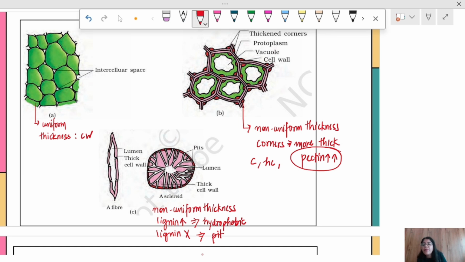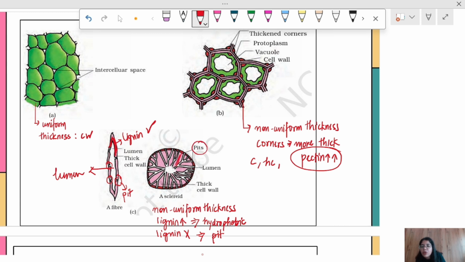You can see here. Okay, let's suppose this is a fiber, and if I show you a fiber here, you can see you have a lumen over here, right? And you can see this is the thickening in the cell wall. You have a lot of lignin here, right? Here lignin is present, but at these places, can you see? Lignin is absent. This is called a pit. In fact, here also you can see pits.